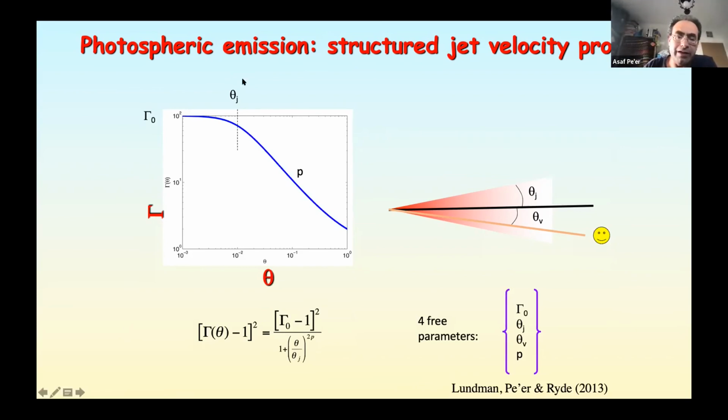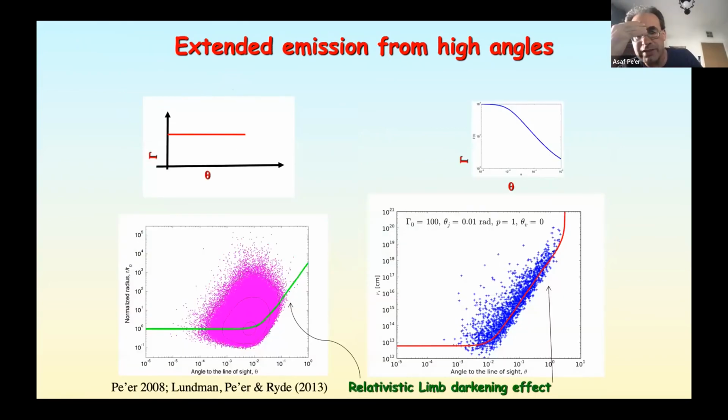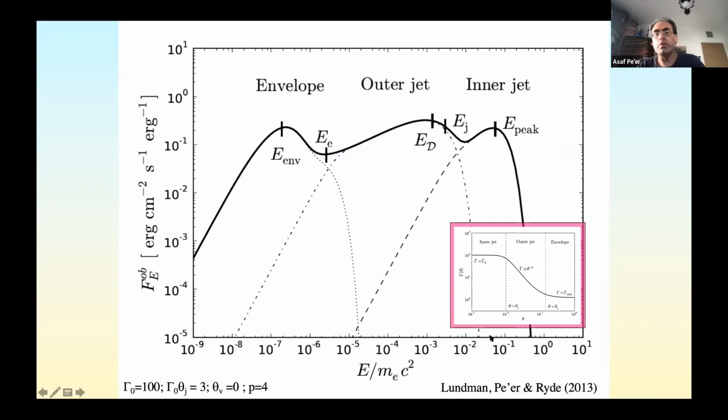So really in this type of model, we have three parameters that describe the jet, which are the Lorentz factor, the jet opening angle and the power law. And there is a fourth parameter, which is the viewing angle, which affects what we're going to see. And essentially what we're going to see is extended emission from higher angles to the line of sight, which in another way of saying it is the relativistic version of the limb darkening effect.